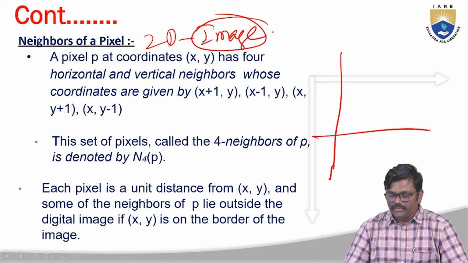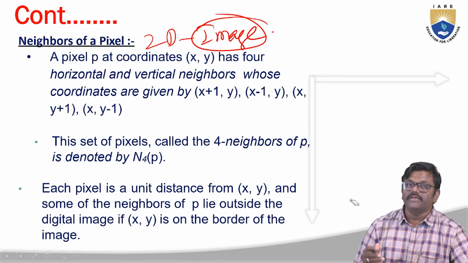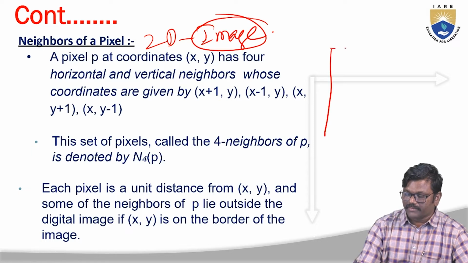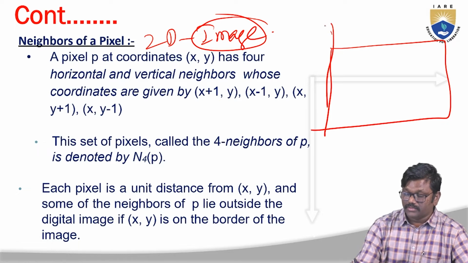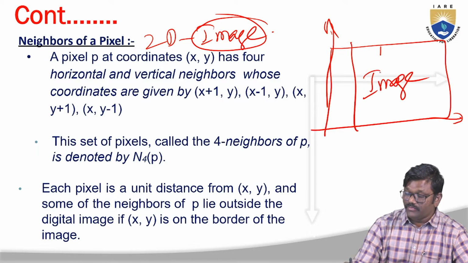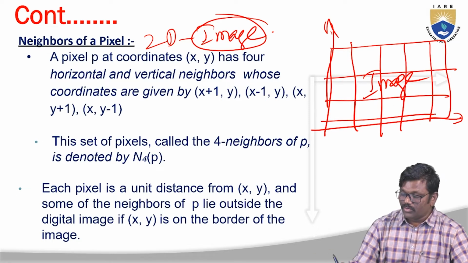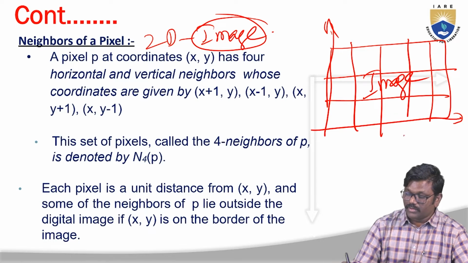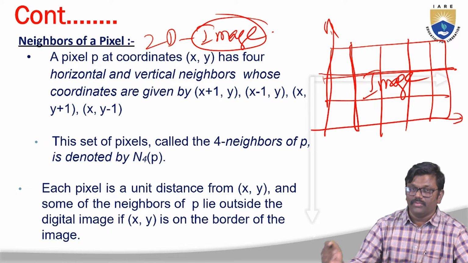Let me draw an image which is usually defined in terms of x and y. That means, with y and x values, we are going to define this image. This is called an image. And this image we are going to define in terms of rows and columns. Rows will always be horizontal, and columns will be vertical.